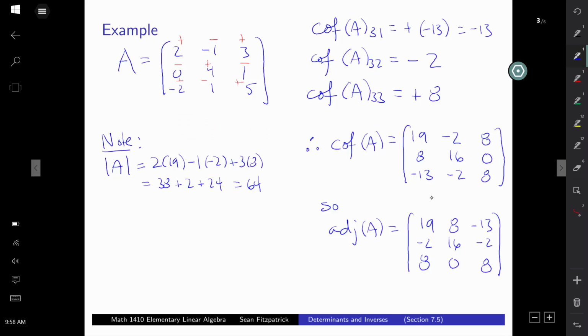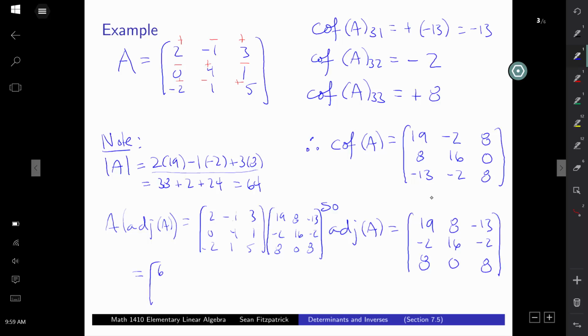And here's what's interesting. Calculate A times the adjugate. Okay, so do 2, minus 1, 3, 0, 4, 1, 2, 1, 5, and then 19, 8, minus 13, minus 2, 16, minus 2, 8, 0, 8. Okay, so we do that, and notice when I do first row times first column, 2 times 19 minus 1 times minus 2, 3 times 8, that's exactly what I just did up here, 64.